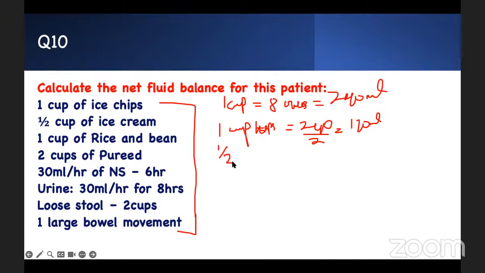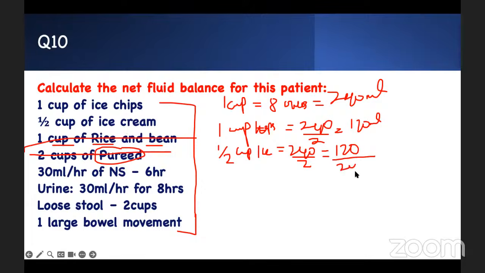Half a cup of ice cream. 1 cup of ice cream is 240. The ice cream is already melted, so you don't need to divide it. But I give you half a cup. So half a cup, divided by 2, is also 120. 1 cup of rice and beans. You take away solid out, 0. Pureed. Also, you take it out. You never had a pureed. So the only thing you're going to have is 1 cup of ice chips and that one. Okay, so this is what? 240.